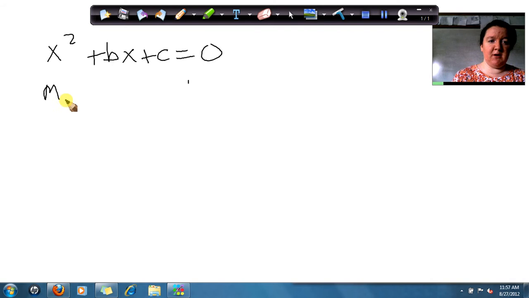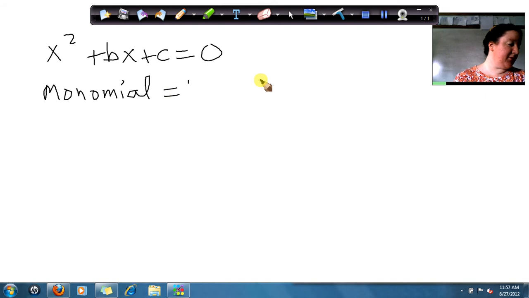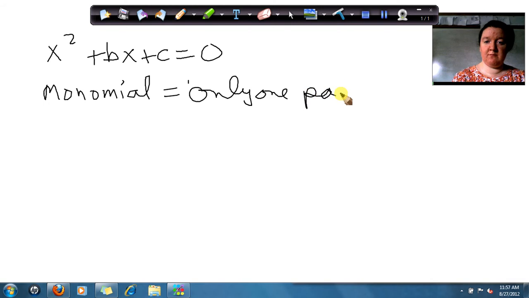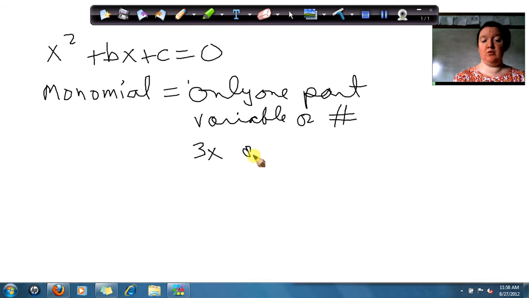First thing we want to know is a monomial. A monomial is something where there is only one part. So this could be a variable or a number. An example would be like 3x or 2 or just y. All of those are examples of monomials. They are just one part together.